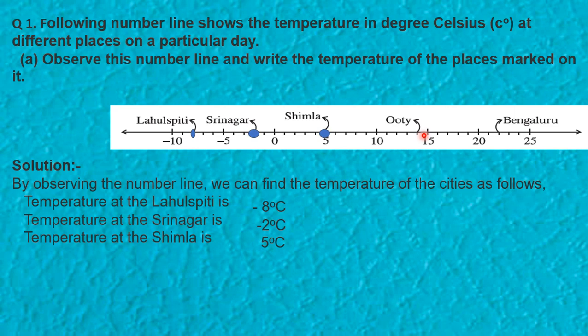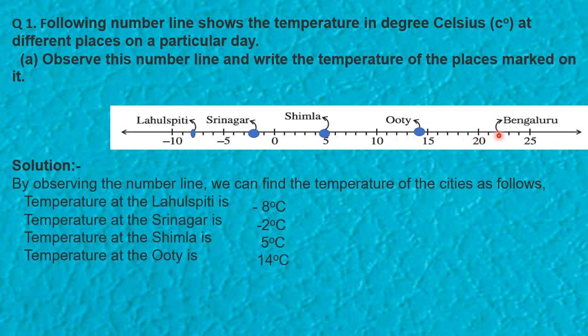Now let's find the temperature of Ooty. Ooty is shown here, after 10. So from 10 we have to count. The next consecutive numbers after 10 are 11, 12, 13, and this is 14. So we can say the temperature of Ooty is 14 degrees Celsius, that is a positive temperature.